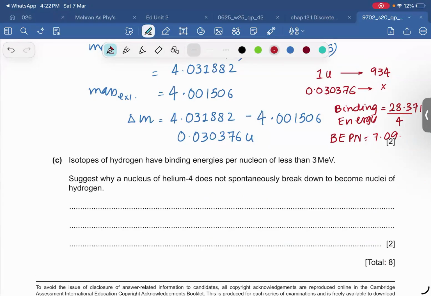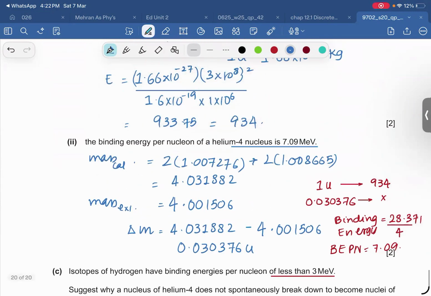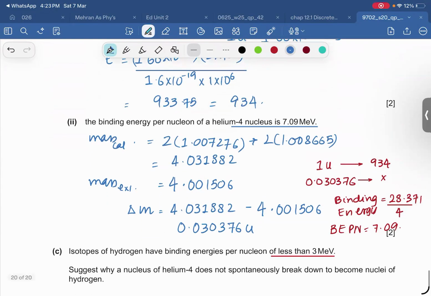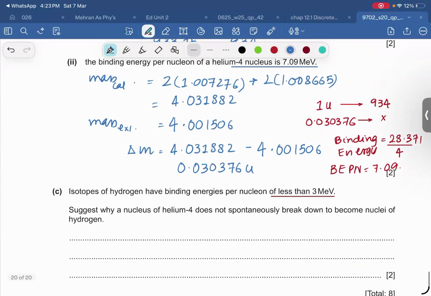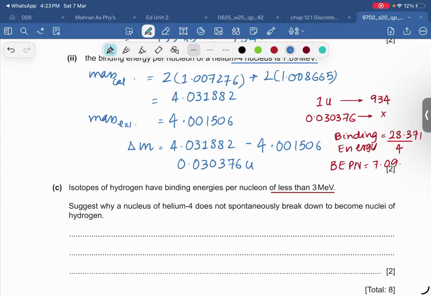Last part. Isotopes of hydrogen have different binding energies per nucleon, less than 3 mega electron volts. Suggest why a nucleus of helium-4 does not spontaneously break down to become nuclei of hydrogen. For the binding energy per nucleon of helium, it is much greater and approximately towards stability. So helium requires a lot of energy to be broken. So it does not break itself spontaneously. Clear?